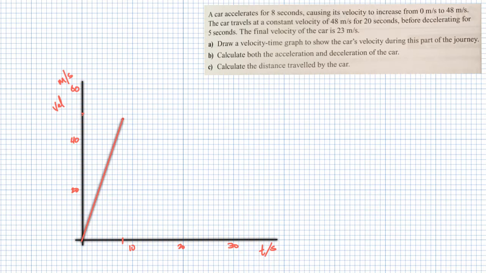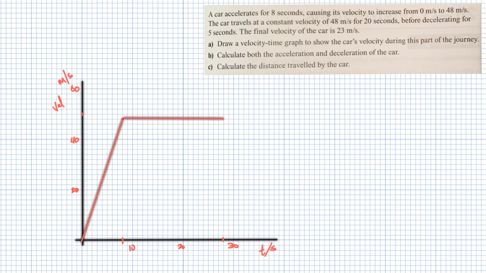It now says that the car travels at a constant velocity, so it's not getting higher or lower. So it travels at a constant velocity of 48 meters per second for 20 seconds. So 20 seconds later will put me on 28 seconds. So I should mark up my 28 seconds. And so bringing that line all the way up, that should be somewhere about there. And I will now draw my constant velocity. Bring that line back a little bit.